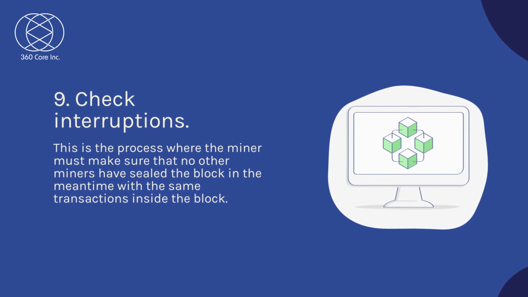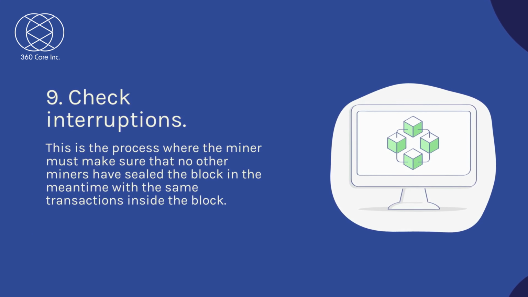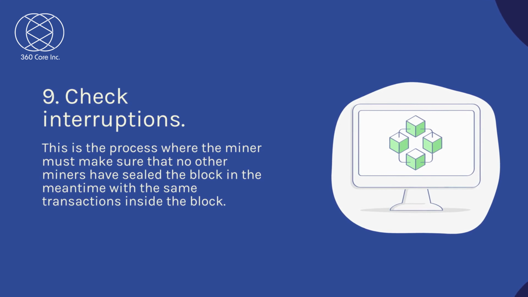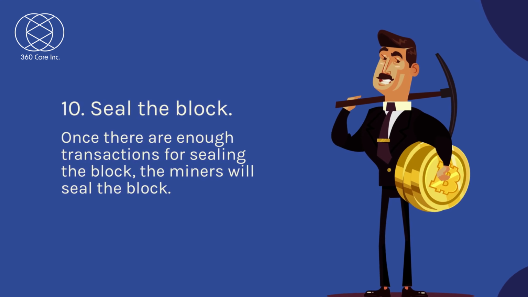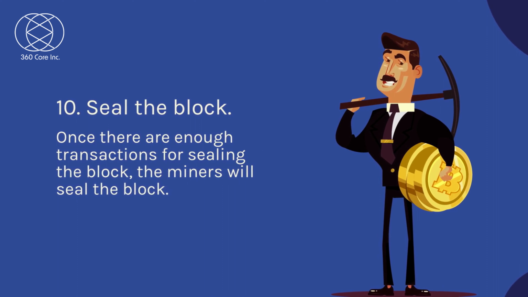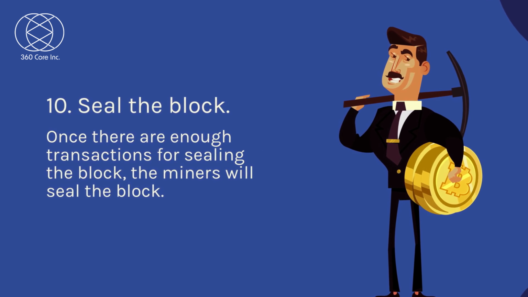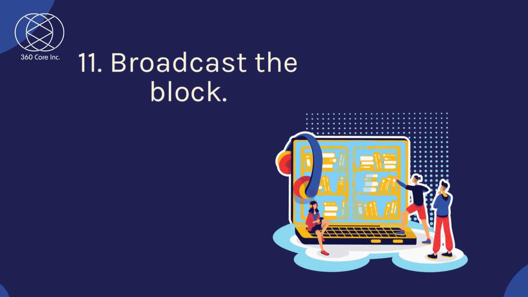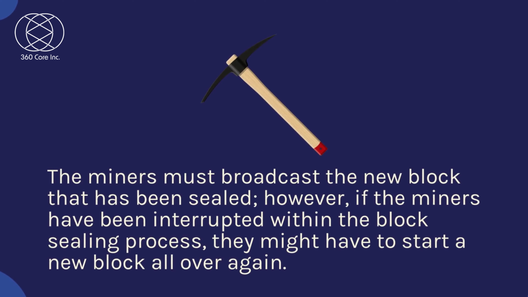9. Check interruptions. This is the process where the miner must make sure that no other miners have sealed the block in the meantime with the same transactions inside the block. 10. Seal the block. Once there are enough transactions for sealing the block, the miners will seal the block. 11. Broadcast the block. The miners must broadcast the new block that has been sealed.